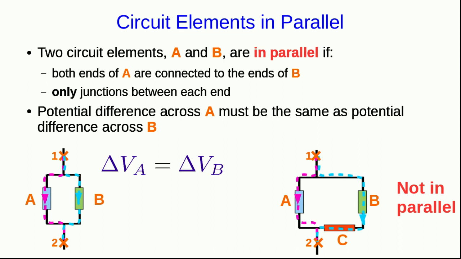By the way, it's quite possible for circuit elements to be neither in series nor in parallel. In fact, that's probably the most common situation. In this case with A, B, and C, A is certainly not in parallel with either B or C. It's also certainly not in series with B or C.